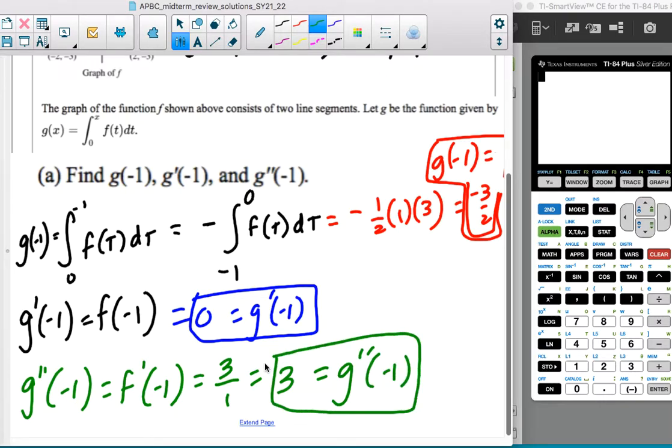Now let's say you find one of them, like let's say you're having trouble with the area in the first one, that's cool. Just differentiate and do the other two, because you don't have to do things in order necessarily, and find the ones you can.